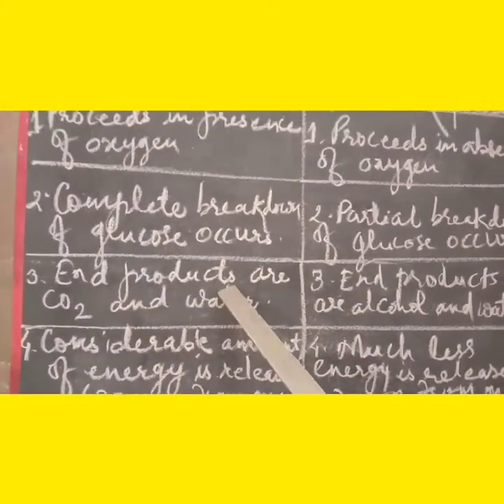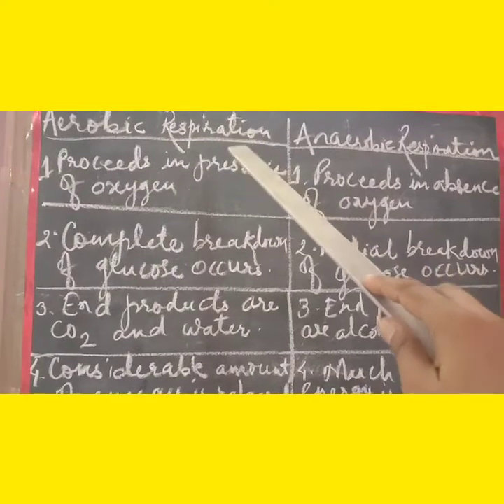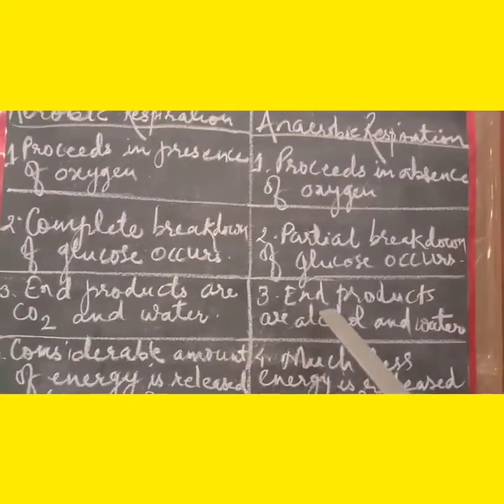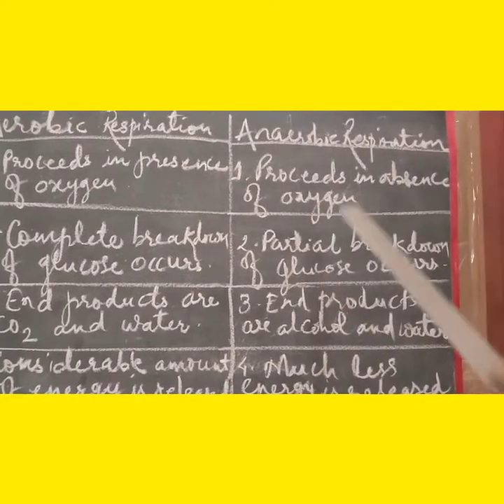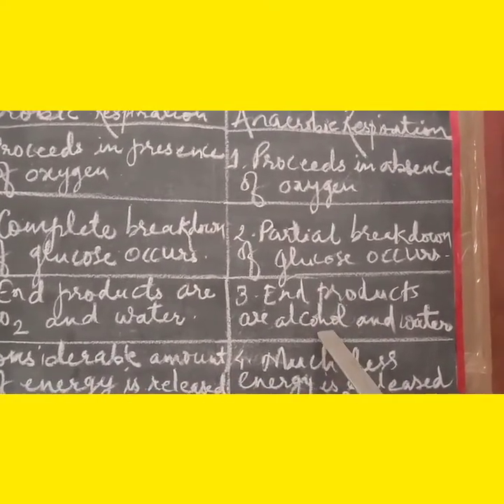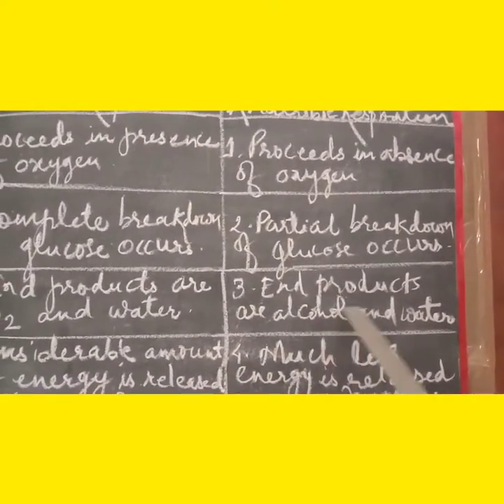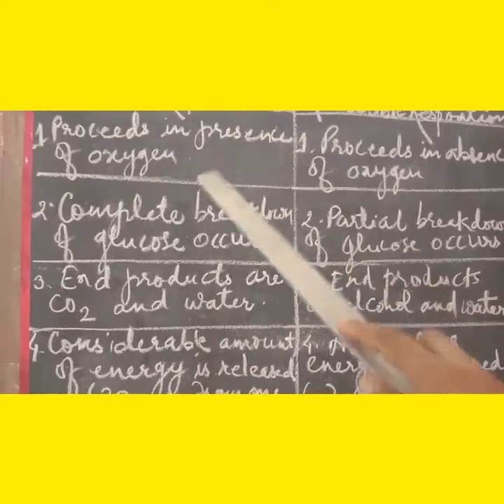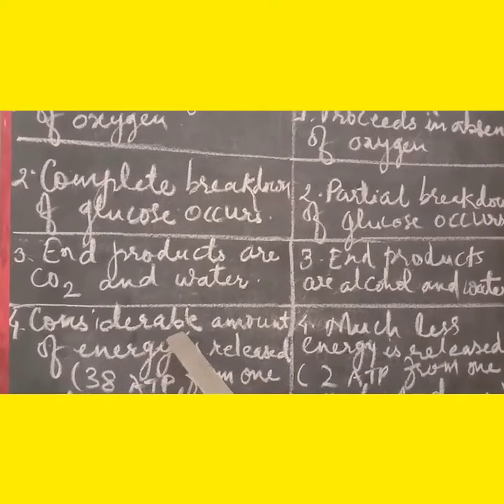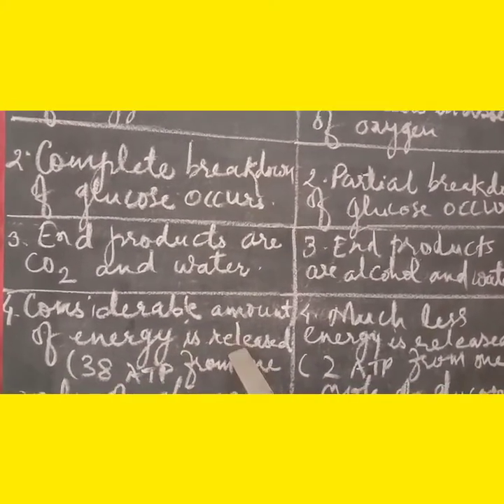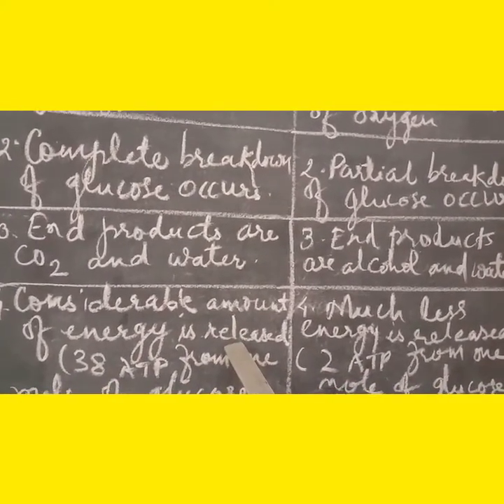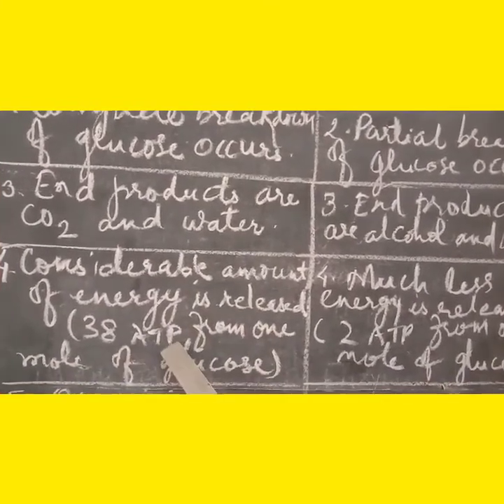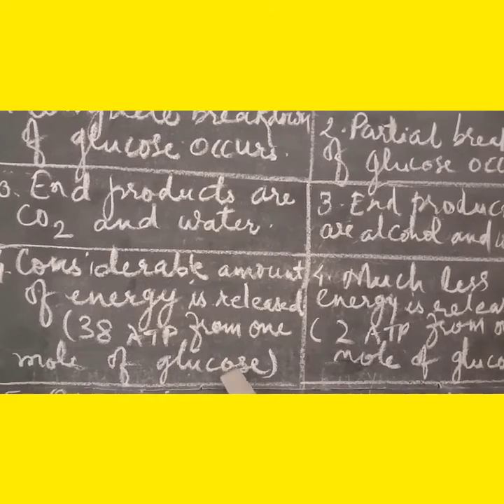End products in case of aerobic respiration will be carbon dioxide and water, whereas end products in case of anaerobic respiration will be ethyl alcohol and carbon dioxide. In aerobic respiration, children, a considerable amount of energy is released, means a large amount of energy is released in this process. At the end of this process, it is 38 ATP from 1 mole of glucose.